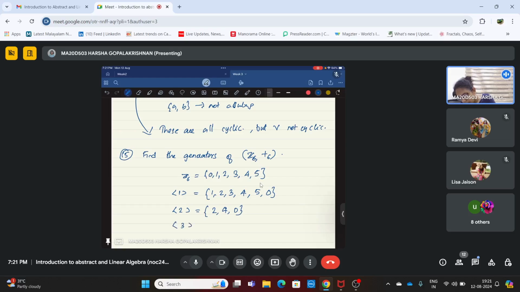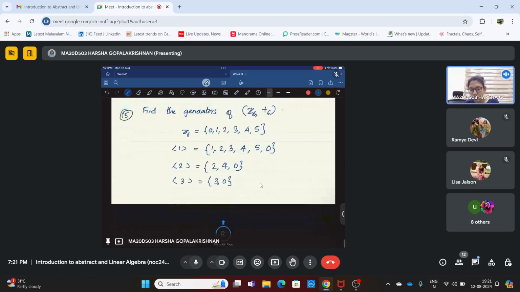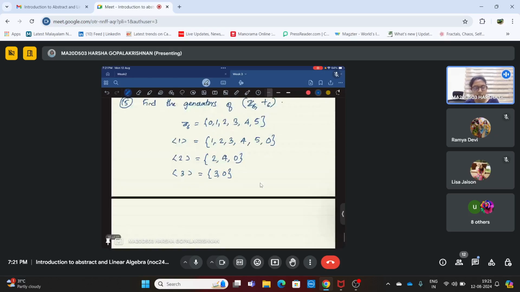Now what about 3? 3 means 3. 3 plus 3 is 6. It is 0. Now you may be getting one intuition, because 2 and 3 are actually divisors of 6. So before reaching 6 elements, at some lesser stage itself, we are reaching 6 and we are reaching the identity. So we covered only a very small number of elements. The reason is 2 and 3 are divisors of 6.